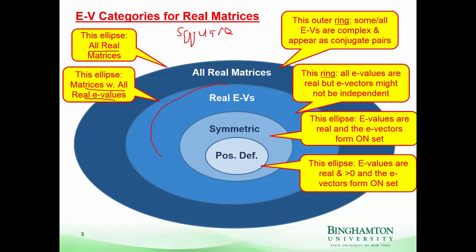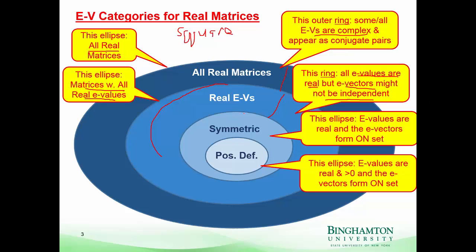So if we look at just this ring from here out, at least some of the eigenvalues are complex valued. And we know that they will appear as complex conjugate pairs. Then this next ring in here, all the eigenvalues are real, but the eigenvectors might not be independent, and therefore that excludes the orthonormal case.